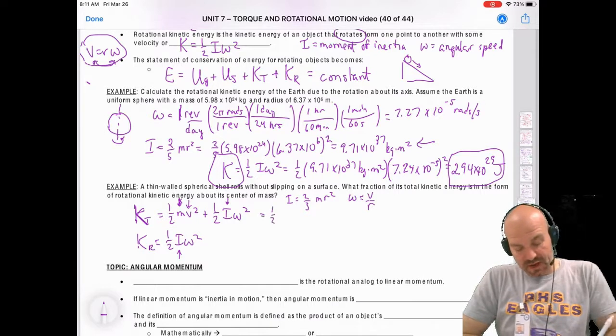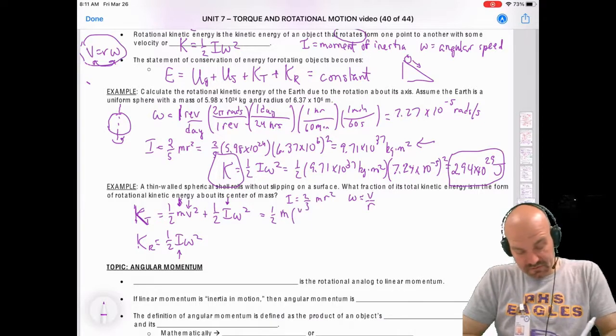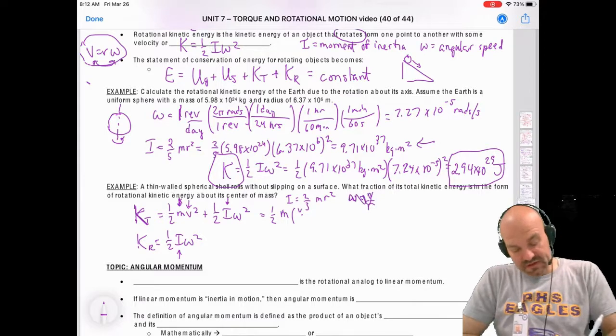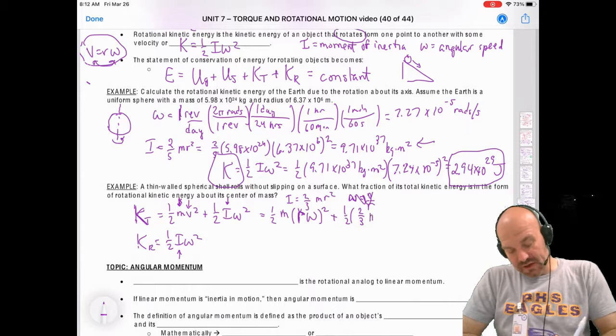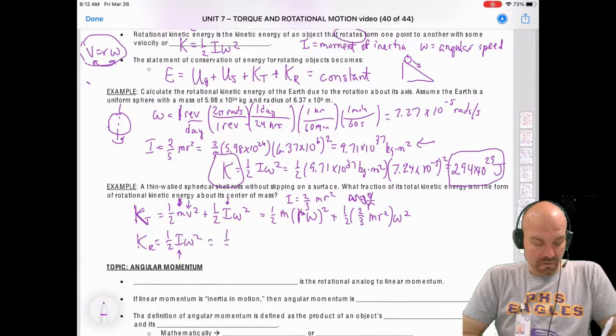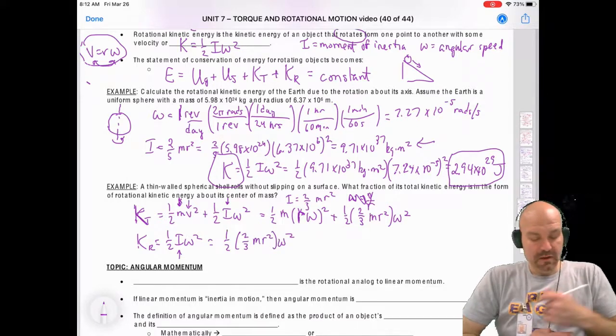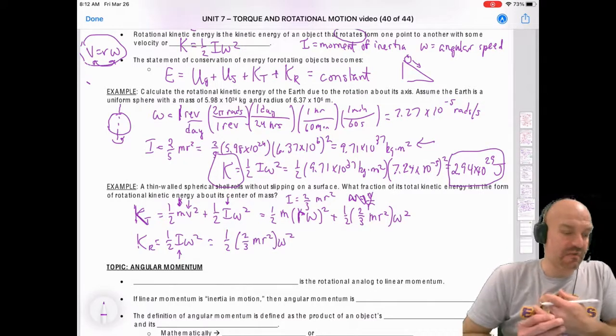So I'm going to get 1/2 m. Sorry, I apologize. We want this in terms of omega. So this is going to be r omega plus 1/2 times 2/3 mr squared, and we're going to have omega squared hanging out here, and this will be 1/2 times 2/3 mr squared omega squared. Okay, so this is a lot. This problem here is going to be a fair amount of algebra.